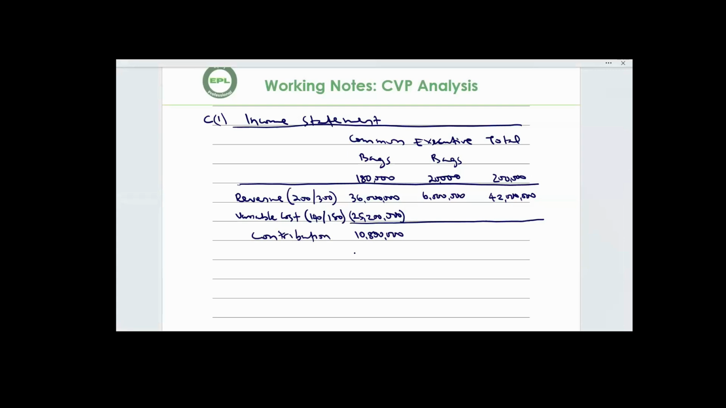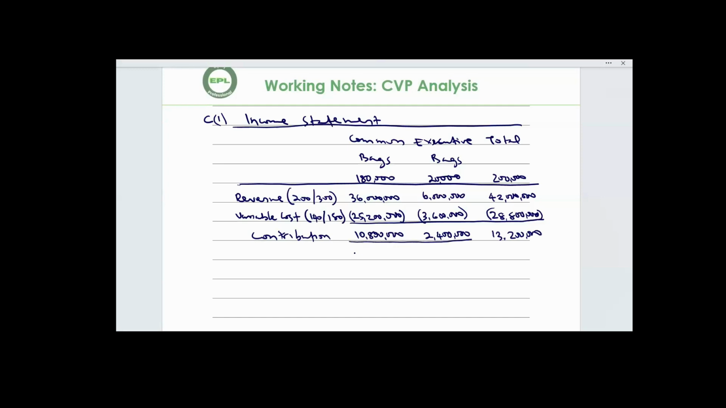Then the next one, variable cost for executive. 180 naira multiplied by 20,000 equals 3,600,000. When you less it, we have 2.4 million. Then, of course, that will be 28,800,000. When you less from that, that will give us 13,200,000.